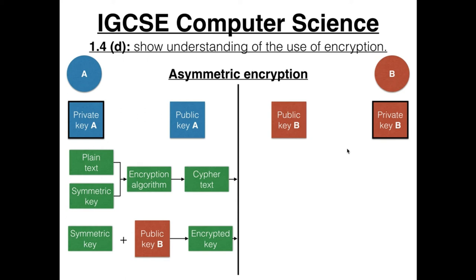So what does B do now? This is what B does. The encrypted key that it gets sent, it has to decrypt in order to decrypt the ciphertext. So it gets the encrypted key and decrypts it with the private key B, which is only known to B, so no one else can decrypt it. Basically, A can encrypt anything using B's public key, but can't decrypt it because it needs the private key to decrypt it. That's pretty much the idea of asymmetric encryption.